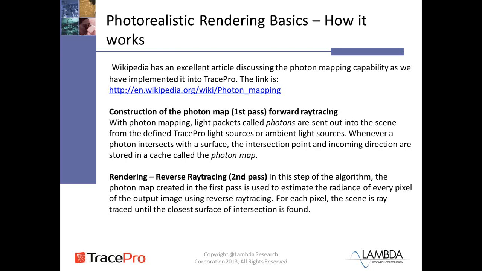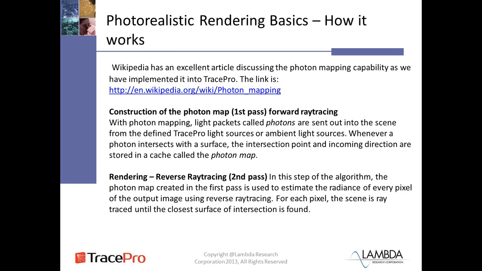With photon mapping, light packets called photons are set out into the scene from the defined TracePro light sources or your defined ambient light sources. Whenever a photon intersects with a surface, the intersection point and the incoming direction are stored in a cache called the photon map. Once we've created the photon map and we've finished our photon ray tracing, we do a second pass. The second pass is reverse ray tracing.